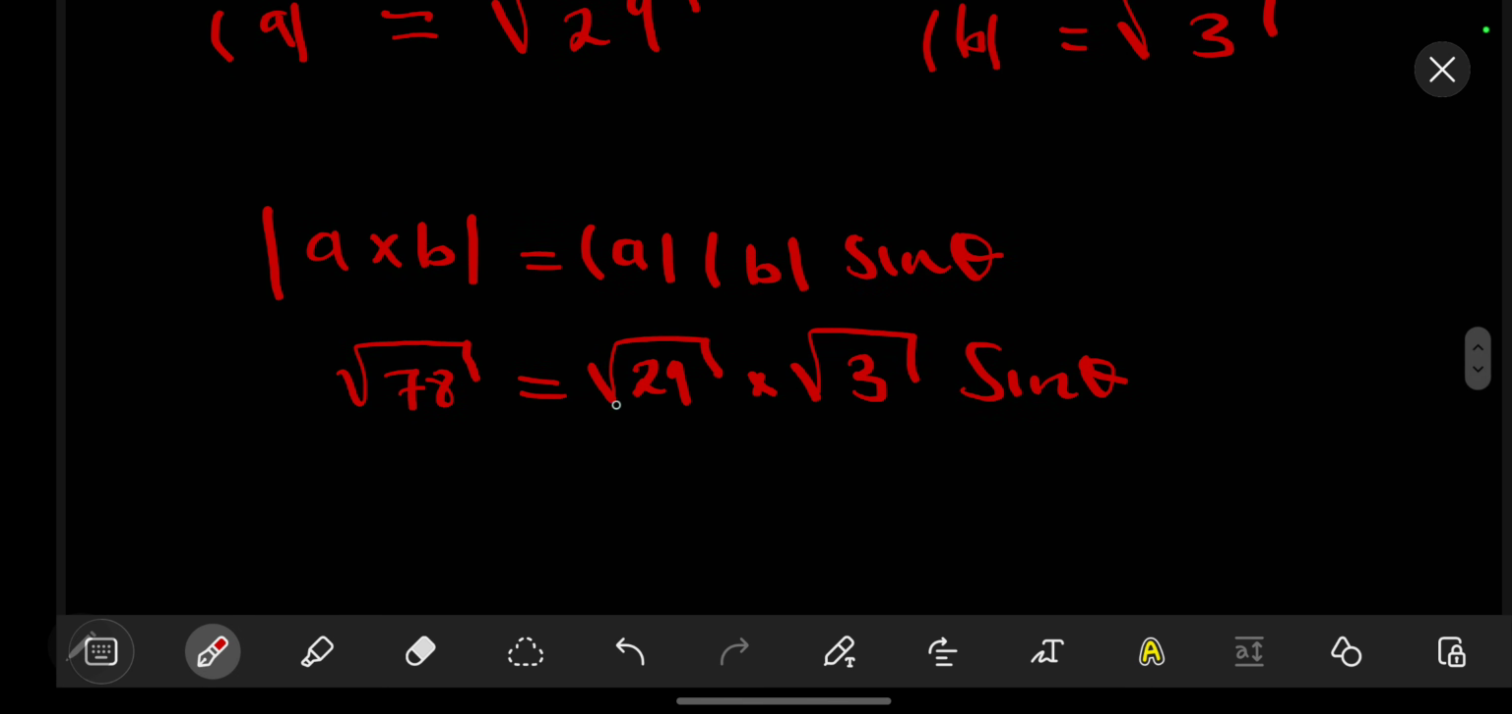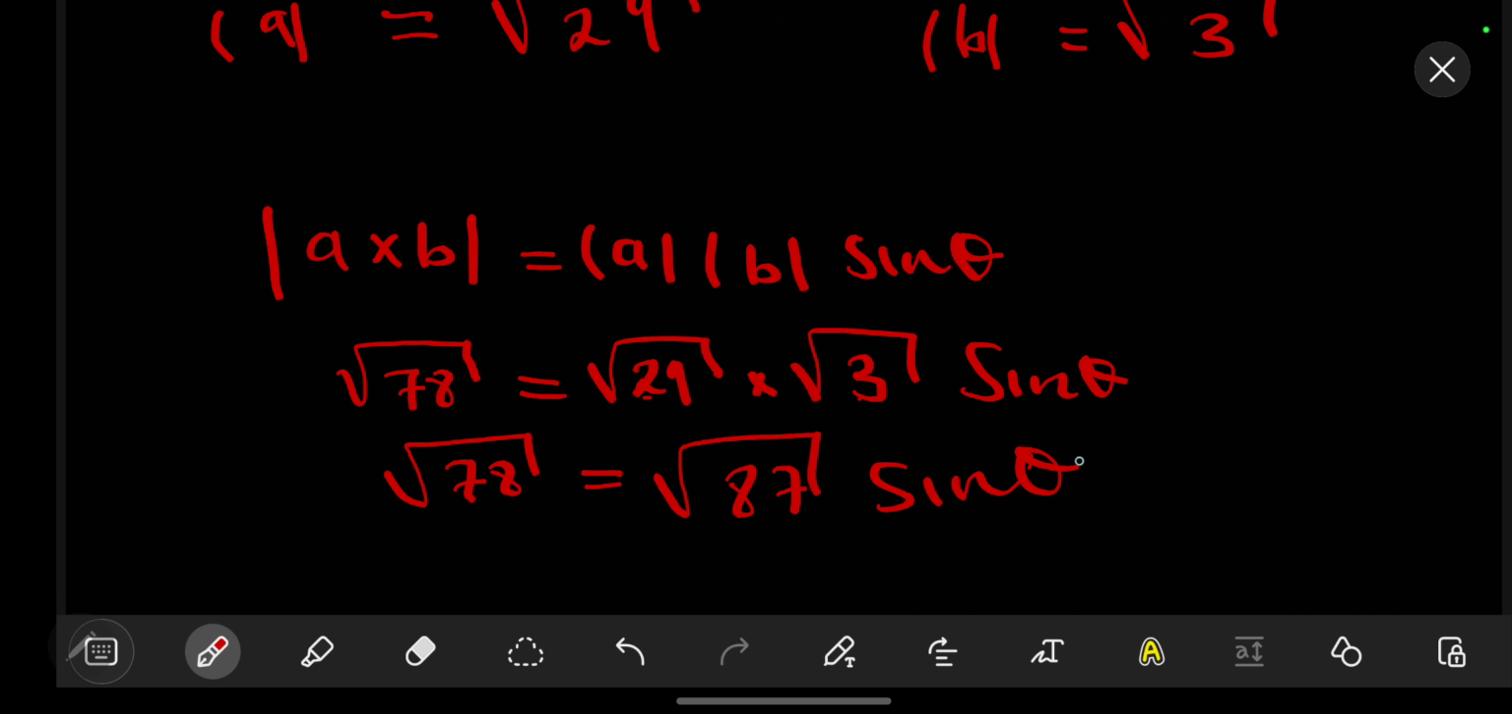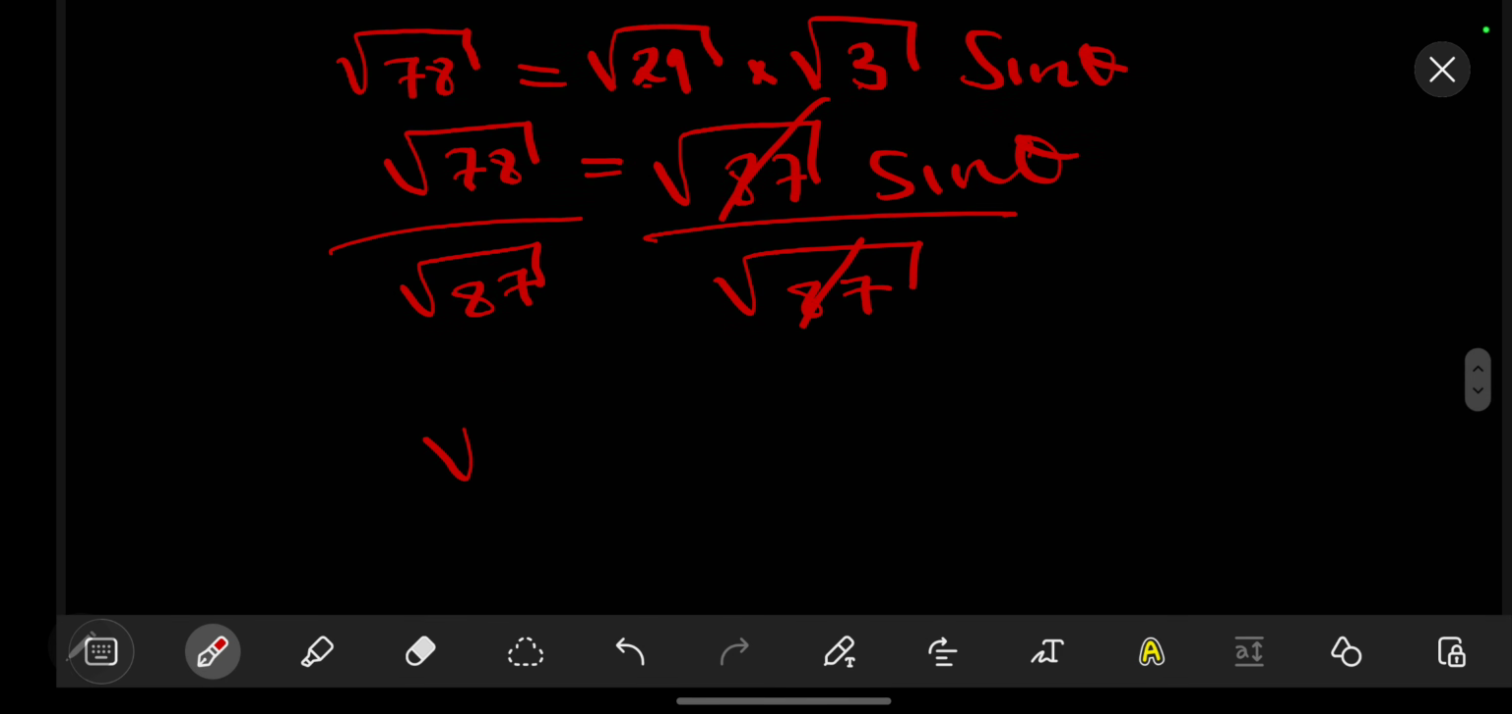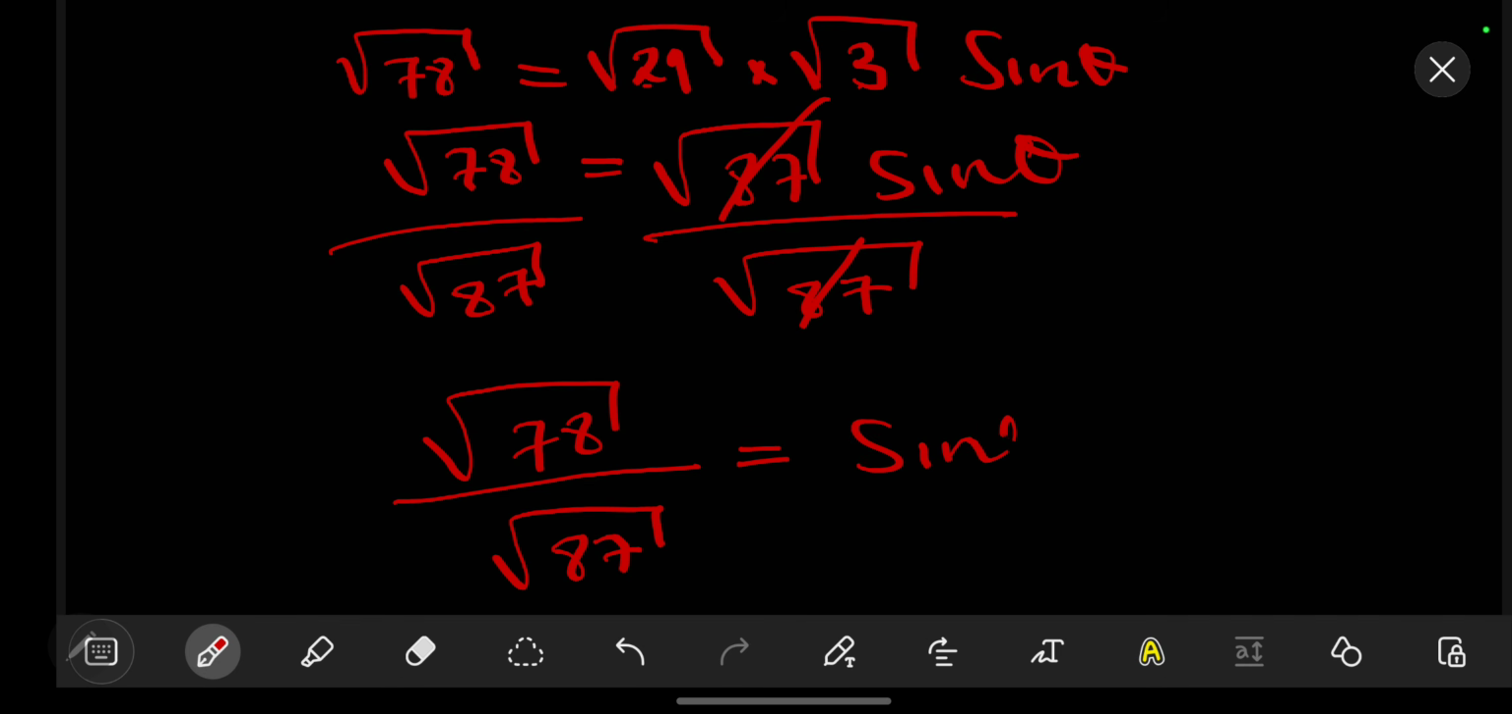As we know, the radicals can multiply themselves, so we have the square root of 78 should be equal to 29 times 3. We just multiply what is inside, and 3 times 29 gives us 87, so the square root of 87, then we have the sine of theta. So we divide this over the square root of 87. This gives us the square root of 78 over the square root of 87, which should be equal to the sine of theta.